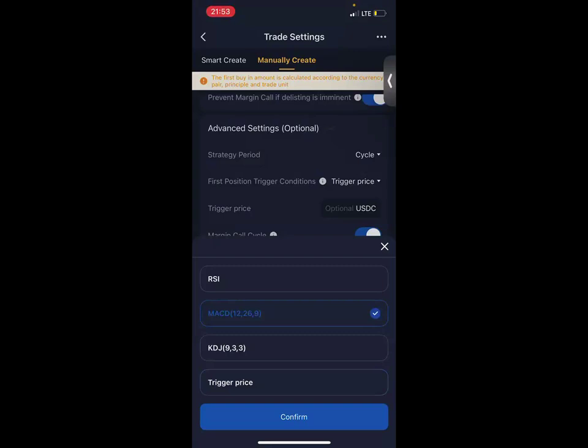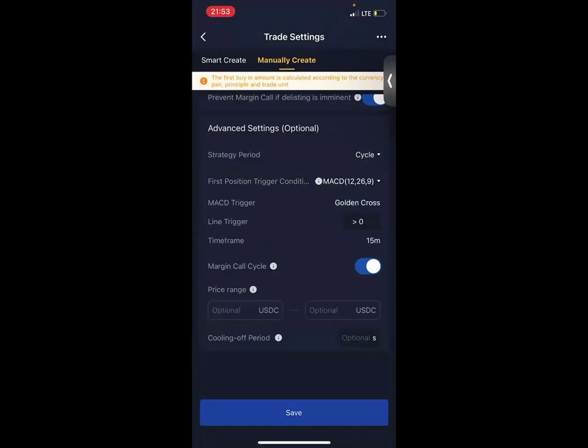If you remember, I told you that we have the 12-day moving average, we have the 26 and the 9 days here, which is default. Then you click confirm, and you also see the MACD trigger condition, which is the golden cross. They actually wrote it here because it's the right term to use regarding the trigger condition. Then you click on this arrow here, and we have the greater than, we have the less than, and we have the neutral zero, which is in the center.